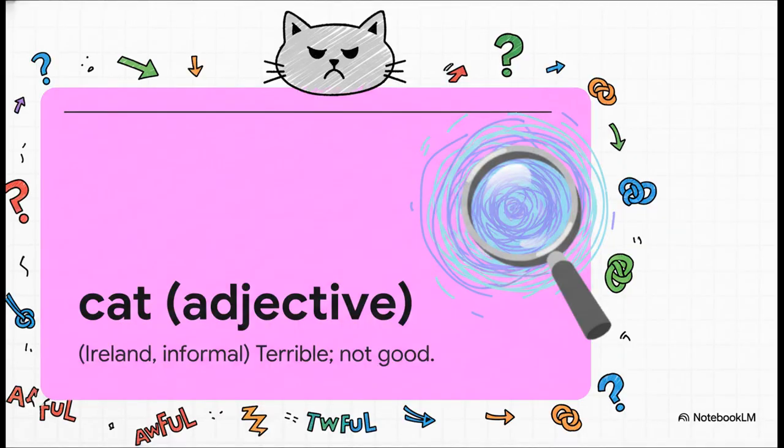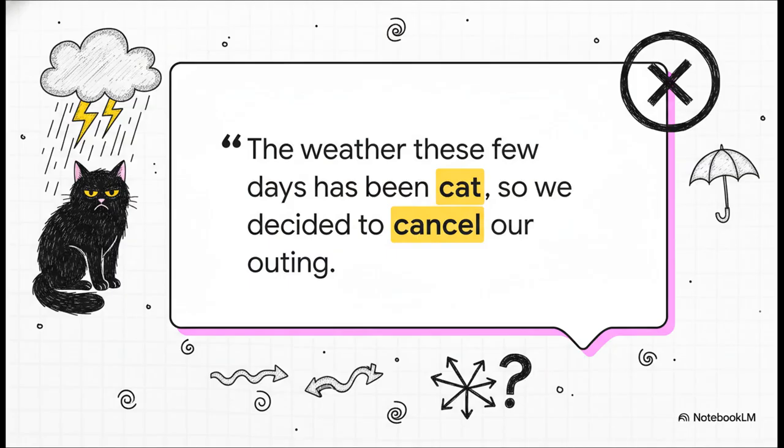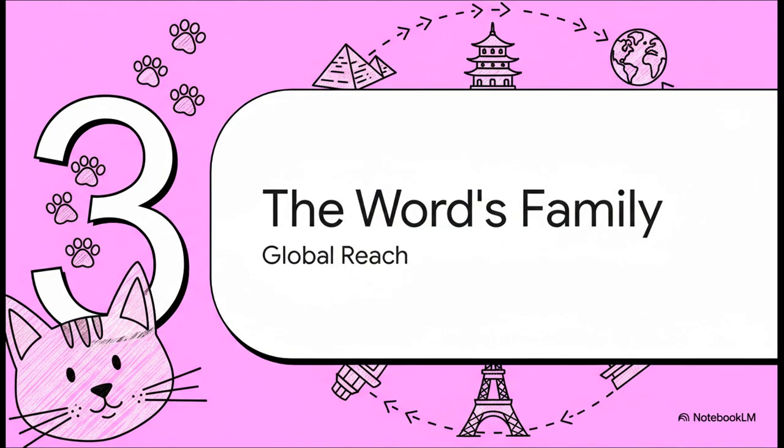And just when you think you've got it all figured out, there's one more twist. Cat can also be an adjective. Turns out, in informal Irish English, if something is cat, it means it's just terrible, awful. You can see it in a sentence right here. The weather these few days has been cat. It's a very specific regional use, but it just proves how flexible this little word is. So it can be a thing, it can be an action, and it can be a word for something that's just plain awful.